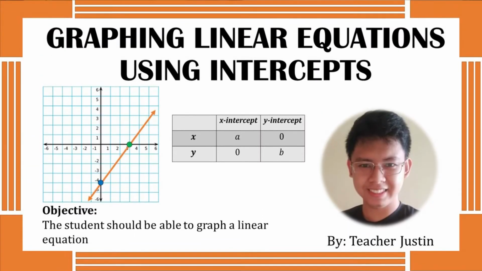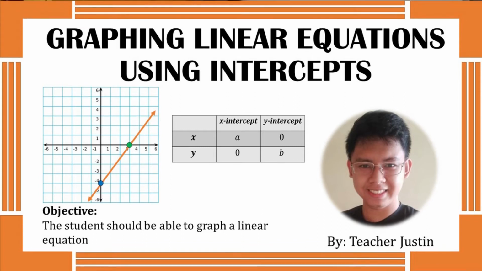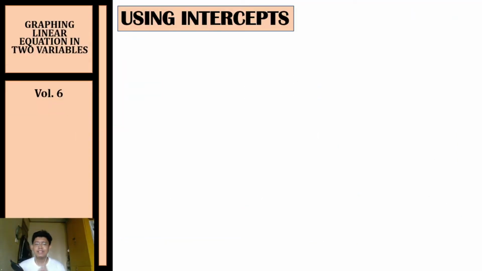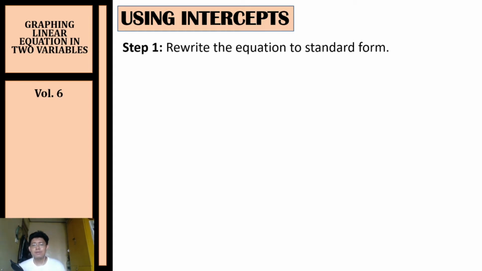On today's topic, we're going to graph linear equations using the intercepts. Here are the steps in graphing a linear equation in two variables using the intercepts. Step 1 is to rewrite the equation in standard form, which is ax plus by is equal to c.